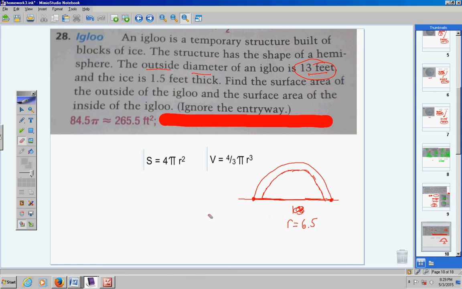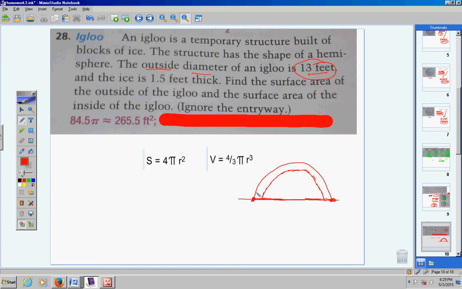Now, students, be really smart and think this through. Be good, smart students, okay? Learn to reason. We know the distance from this point here all the way to this point here is 13. Now, they tell us the ice or the walls here are 1.5 feet thick.